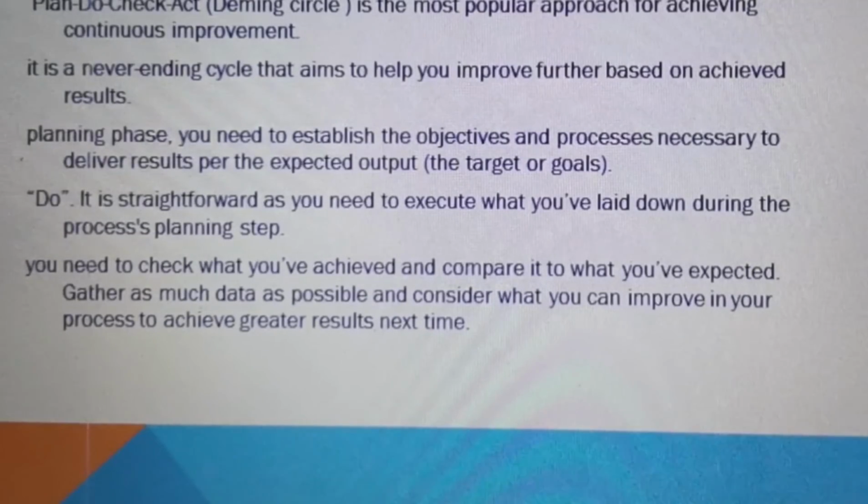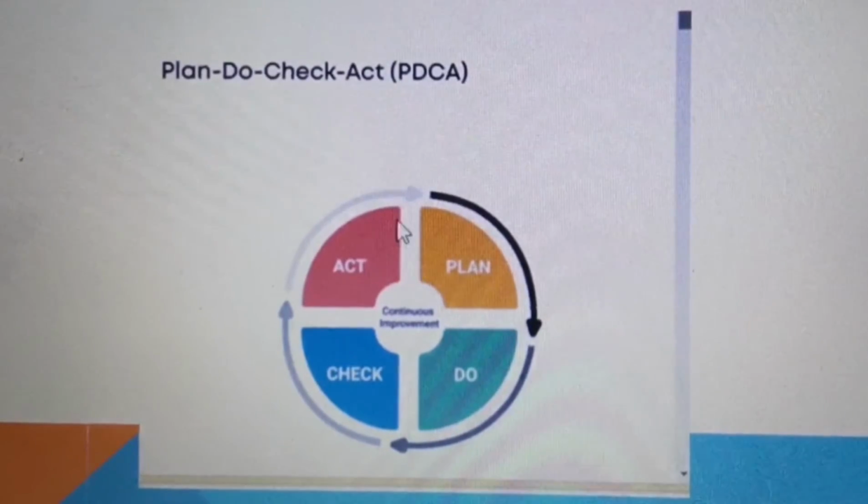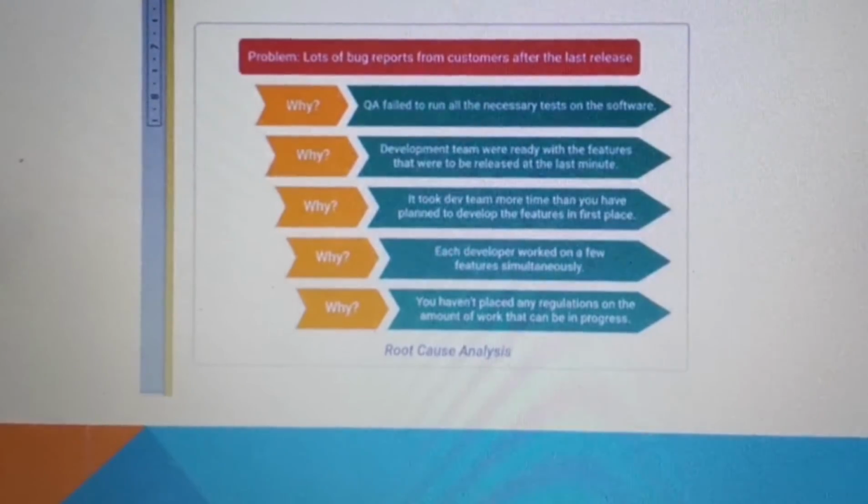Then abot sa check phase, you are going to compare whether or not the expected outcome and the actual outcome is achieved. So that's in the checking phase. And then gather as much data as possible and consider what you can improve on your process to achieve greater results next time. So that's the plan, do, check, act, or the PDCA. Next is the root cause analysis.